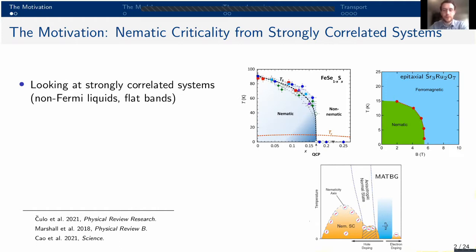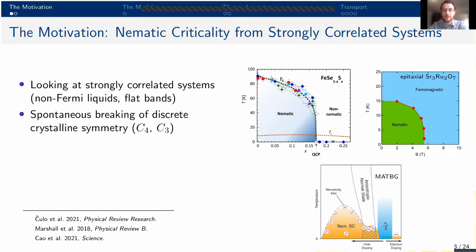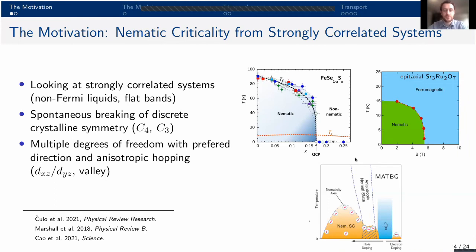Also, all of these systems have a so-called nematic phase transition, where there's spontaneous breaking of discrete crystalline symmetry, either 90 degrees C4 or C3 symmetry. So this so-called nematic that you see in the phase diagrams on the right is this breaking of the symmetry. And lastly, they all have multiple degrees of freedom, such as multiple valleys, and they have a preferred direction with anisotropic hopping, such as in a 2D plane, where the dxz and dyz orbitals have a preferred direction.